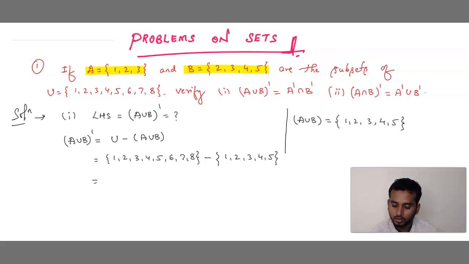Correct? Now can we cancel the terms? Yes. 1, 2, 3, 4, 5. Now which of the elements are left out in first set? That is 6, 7, 8. So final answer is 6, 7, 8. After cancelling the elements, which remains in the first set, that is the answer.